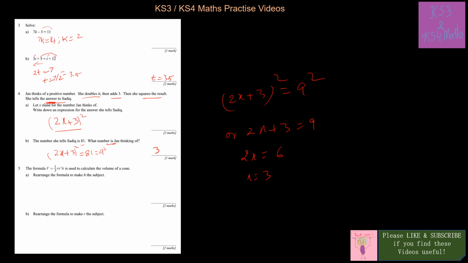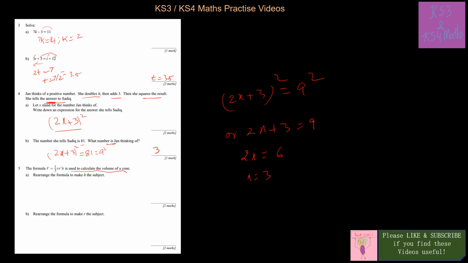Then we have the formula V equals 1/3 pi r square h, which is used to calculate the volume of a cone. Okay, it's the normal ice cream cone. Rearrange the formula to make H the subject. So how will I do that?